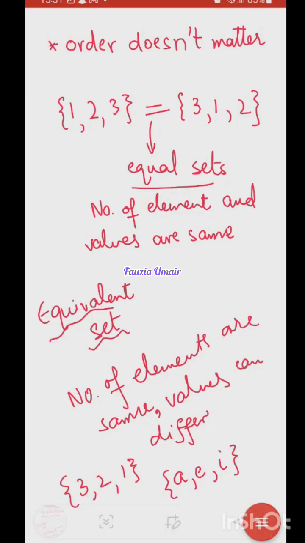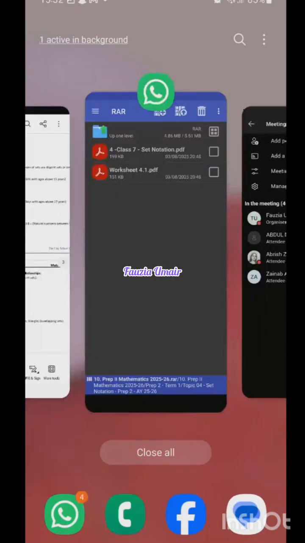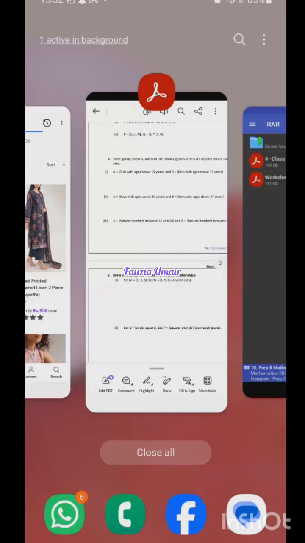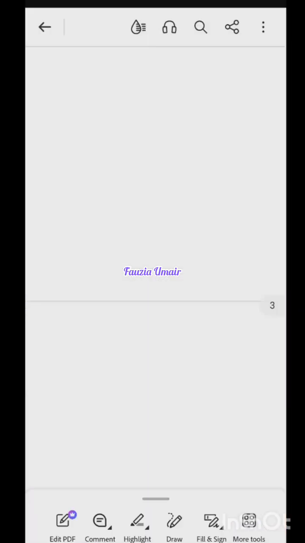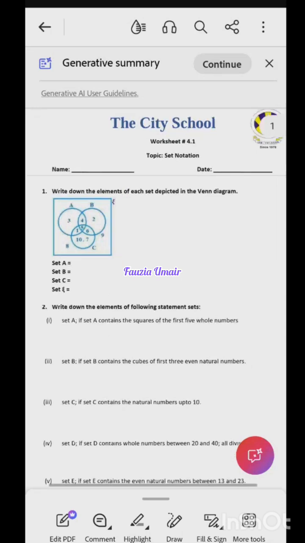Let's start solving the questions from the worksheet first. There is a lot in set notation, but I want you to apply those concepts also. So let's see this one. This is the only worksheet in the chapter. Rest of the questions we need to do from the book.